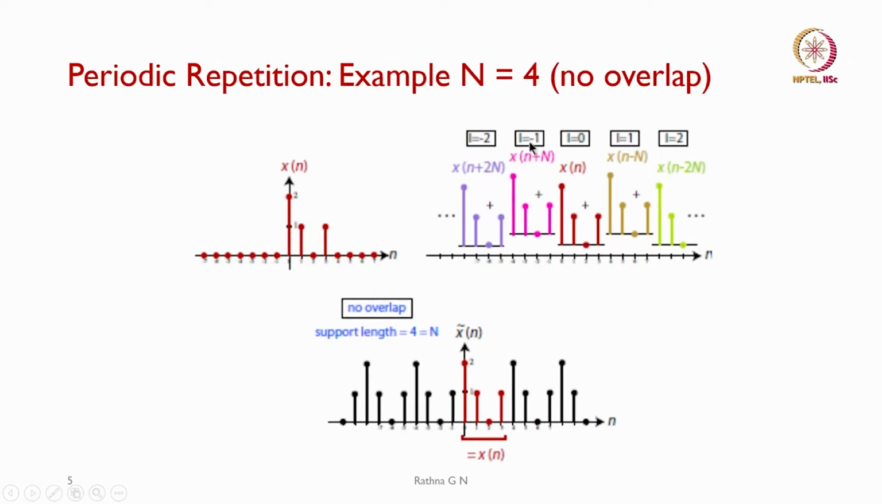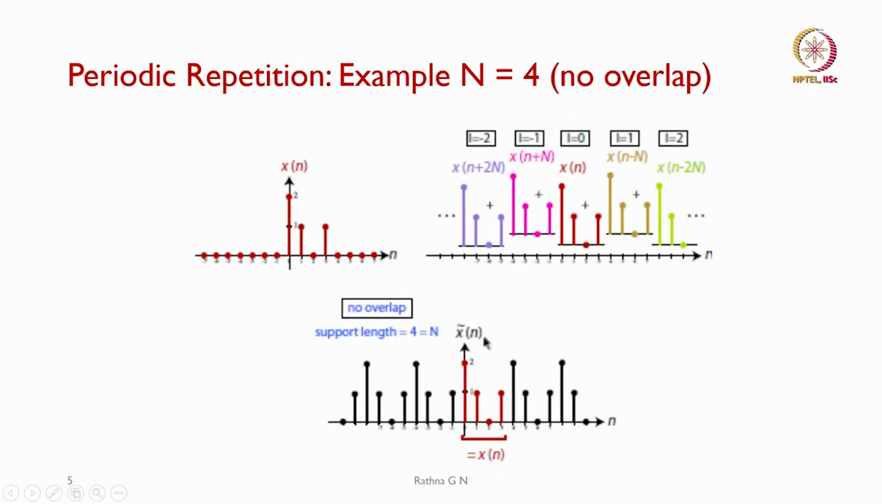It is going to be L is equal to minus 1, it is going to be x of n plus n actually. So, the 4 samples are repeated here the same way, and then all of them get added, and then we will be seeing that there is no overlap. The support length what we have taken is 4, which is equal to N.